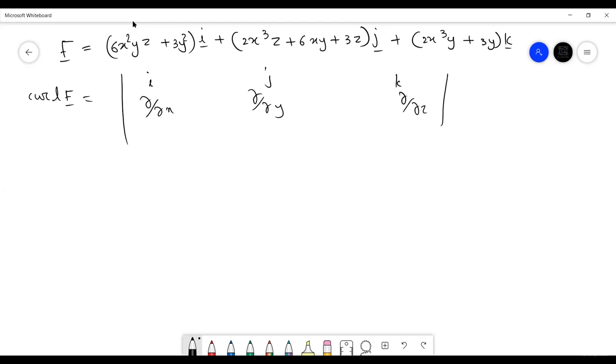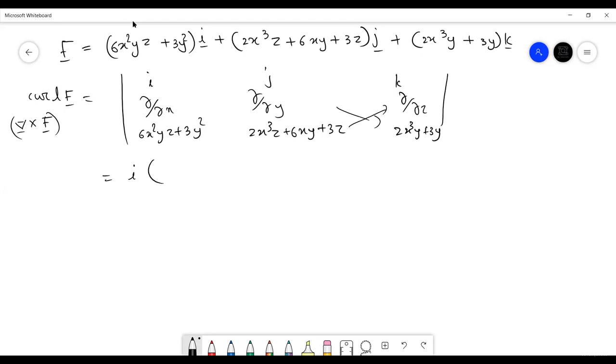So actually curl F is gradient cross F, right? So it's a vector product, right? Here 6 x squared y z plus 3 y squared, here 2 x cubed z plus 6 x y plus 3 z, here 2 x cubed y plus 3 y. So I times, right, these two, right? So this gives us 2x cubed plus 3 minus 2x cubed minus 3. So obviously this becomes zero.